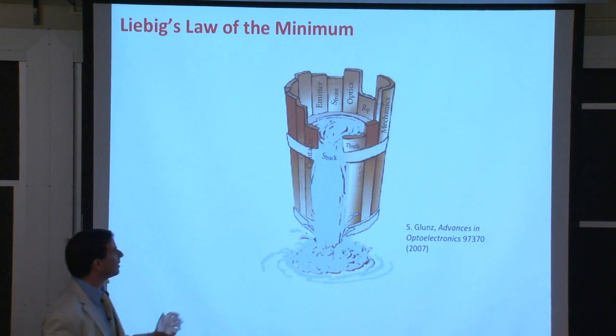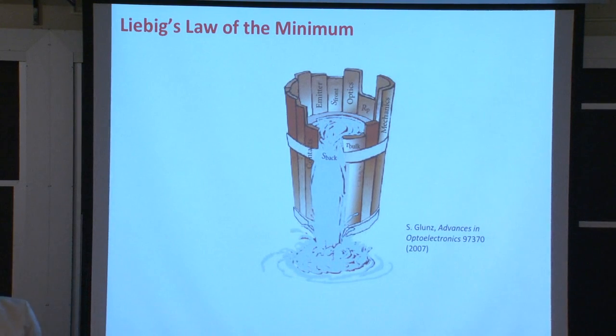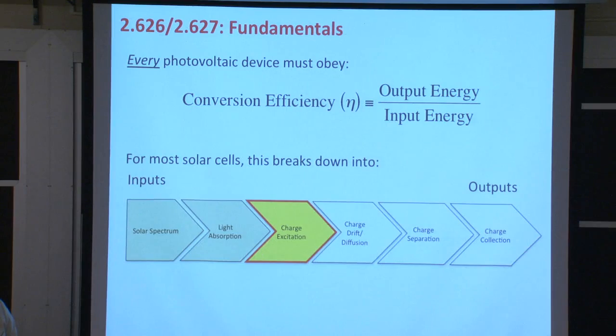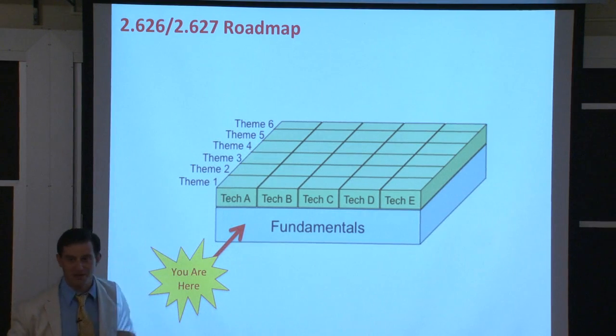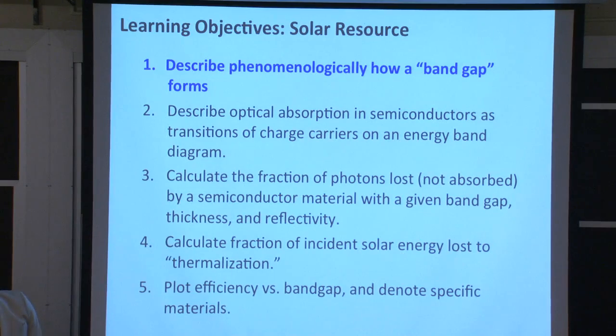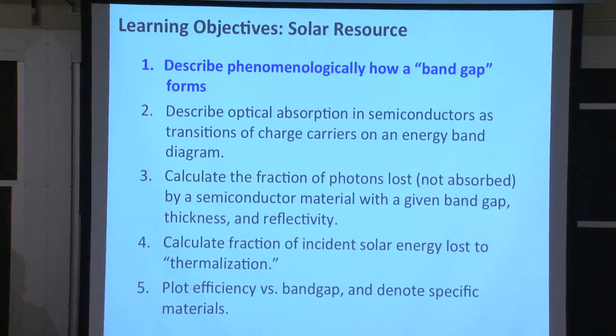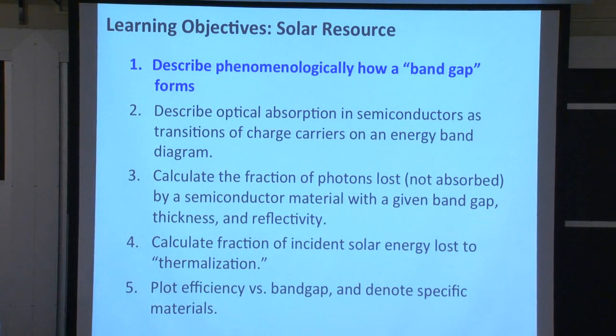So the art of making a high efficiency solar cell is really understanding everything that goes into the physical processes, but also the devices. And that's why we break it down like this. We have the physical processes, and finally we get into some of the devices and the architectures and the manufacturing methods. So learning objectives today. Oops. That was a little bit of a typo. It's not the solar resource. We're talking about charge excitation today.